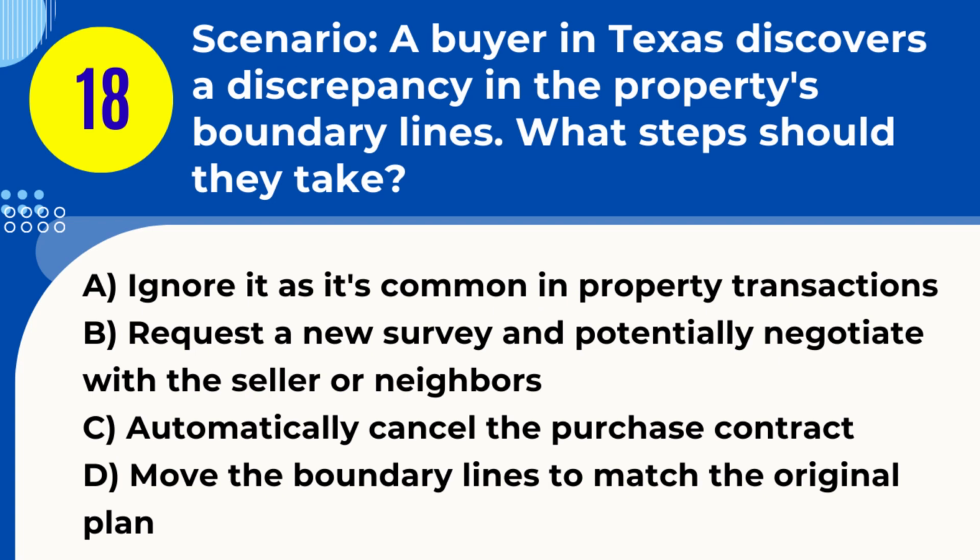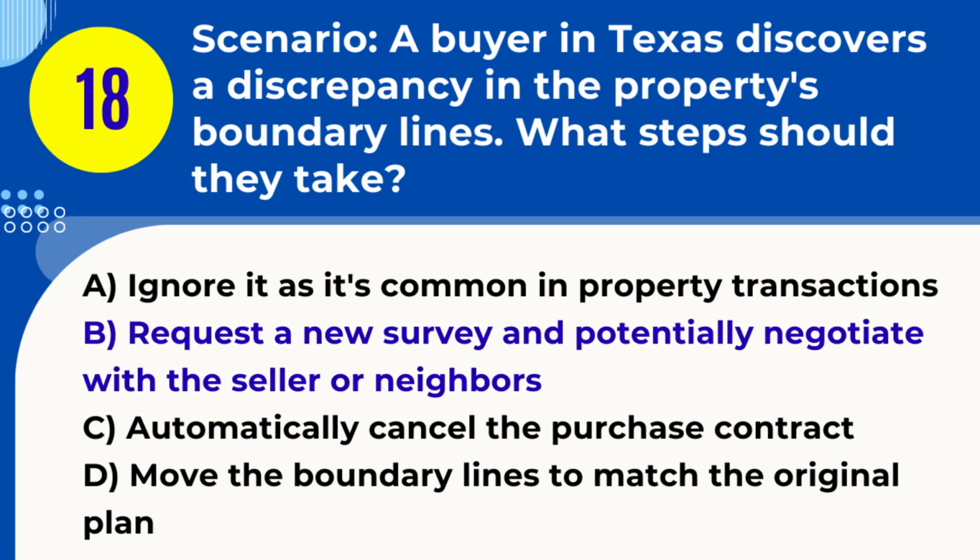Question 18. Scenario. A buyer in Texas discovers a discrepancy in the property's boundary lines. What steps should they take? A. Ignore it, as it's common in property transactions. B. Request a new survey and potentially negotiate with the seller or neighbors. C. Automatically cancel the purchase contract. D. Move the boundary lines to match the original plan.